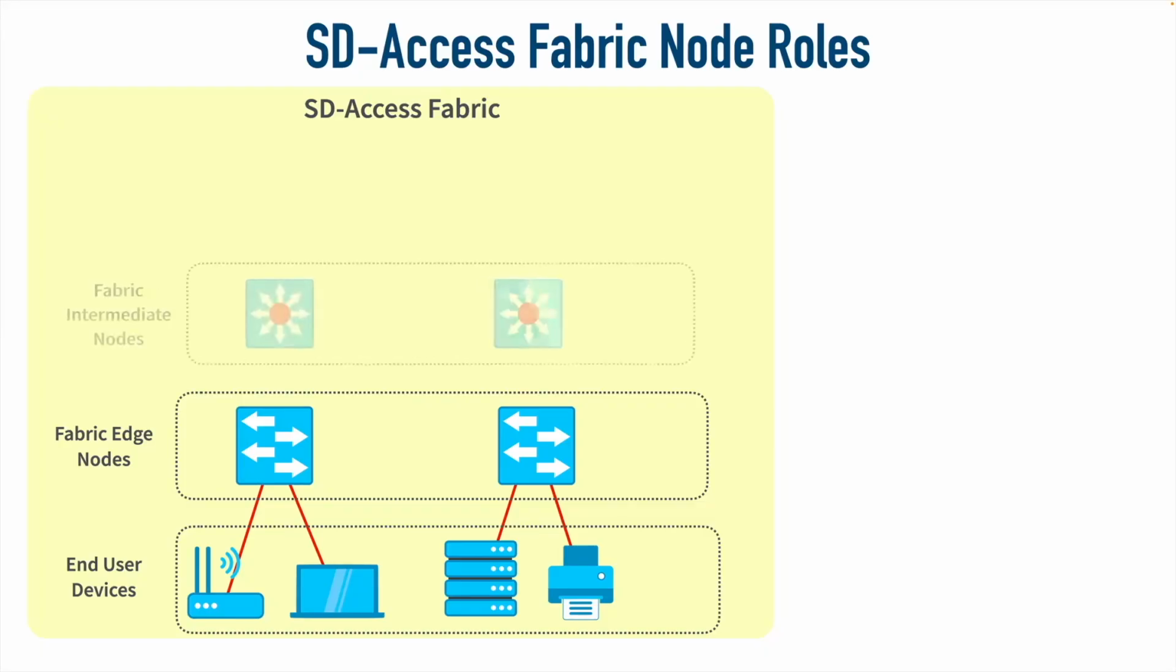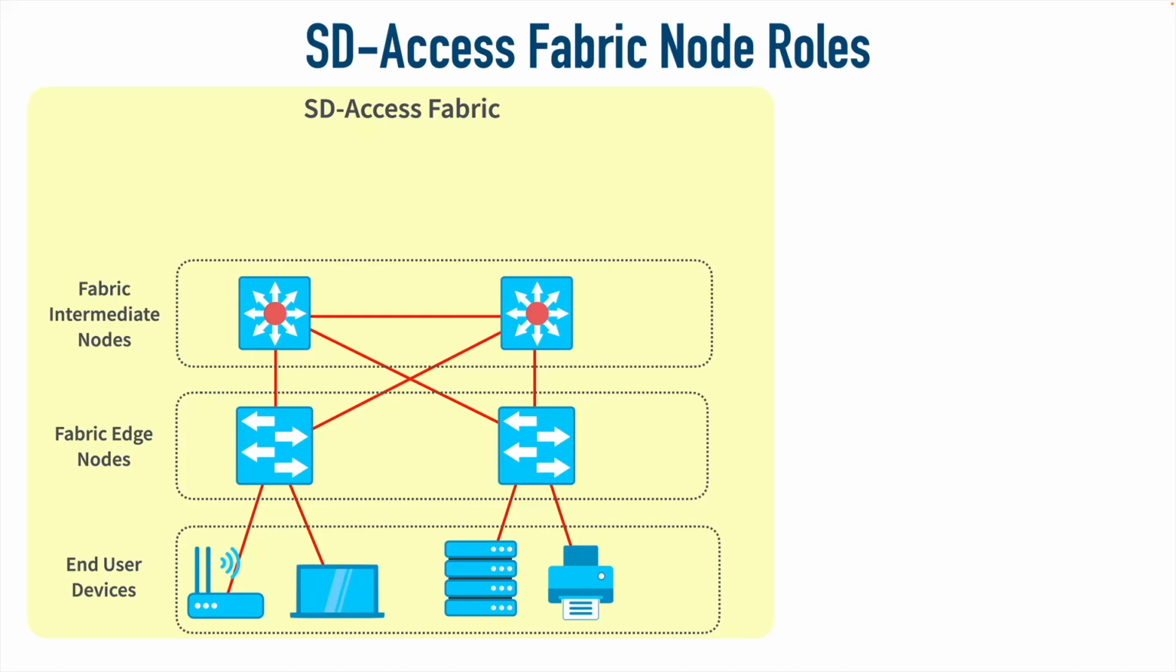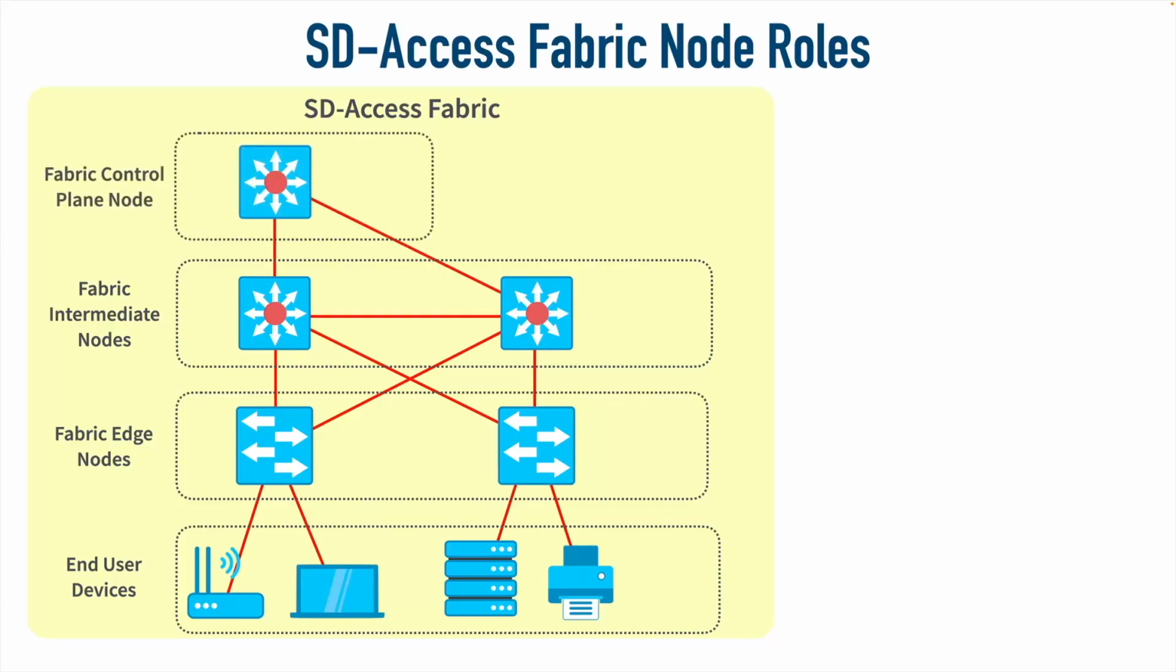And the Fabric Intermediate nodes make up the physical underlay network. This is where the routers and switches are physically interconnecting. The Fabric Control Plane node is going to be running LISP. It maintains that mapping database, so we know what RLOC to go to reach a specific endpoint ID. And if traffic needs to leave this SD-Access fabric and get out to the rest of the world, that's done through a Fabric Border node.